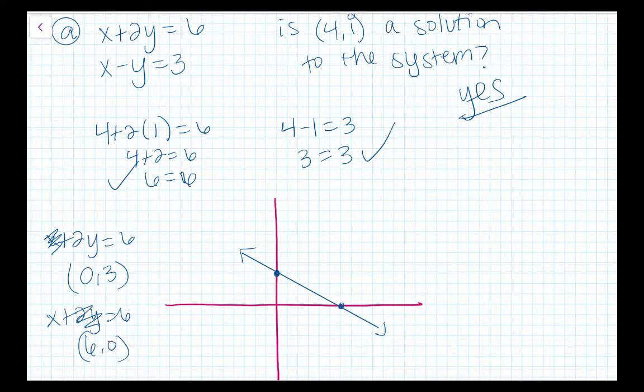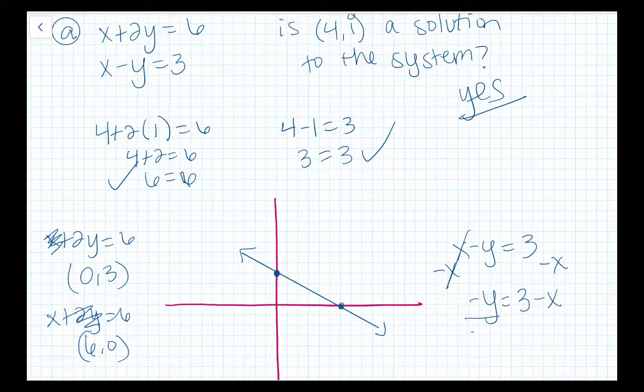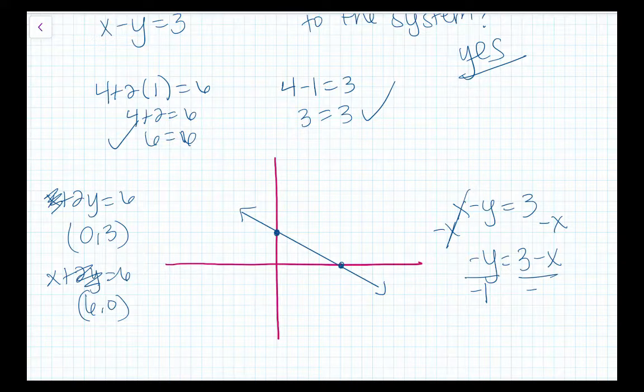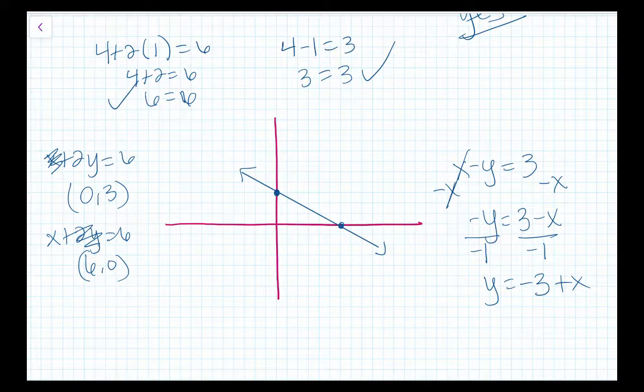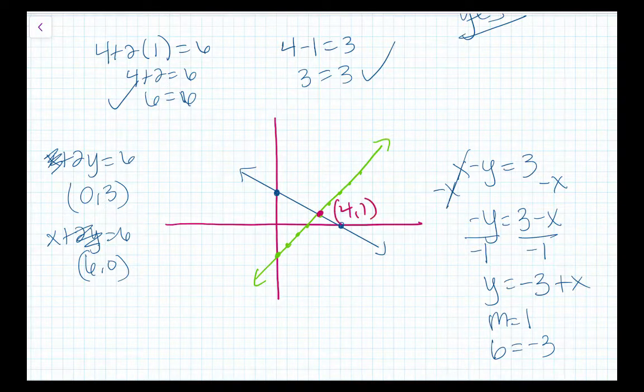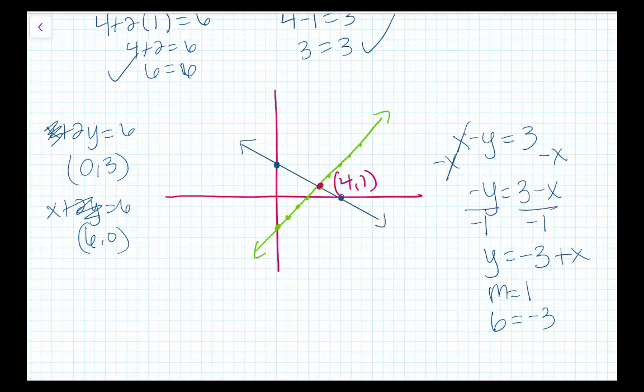For the second equation, I'm going to just solve for y, to remind you how to do that. So I'm going to subtract the x on both sides. Negative y equals 3 minus x. Divide by negative 1 on both sides. So y equals negative 3 plus x. The slope of this is 1 because it's 1x. The y-intercept is negative 3. So I'm going to start at negative 3, and I'm going to go up 1 over 1. So now I can see my point of intersection is right here, and that was the solution that we discussed earlier, (4, 1). So the solution to the system is the point of intersection.